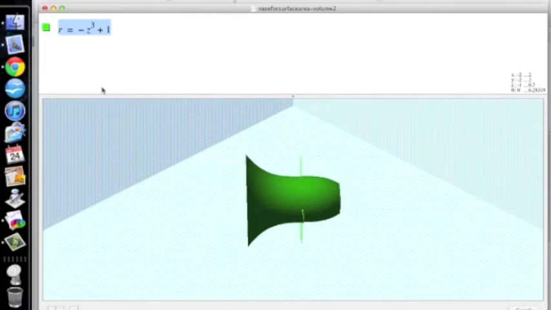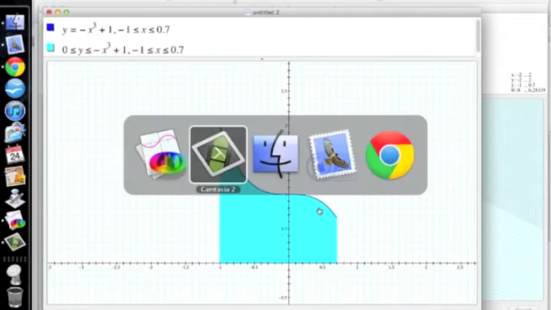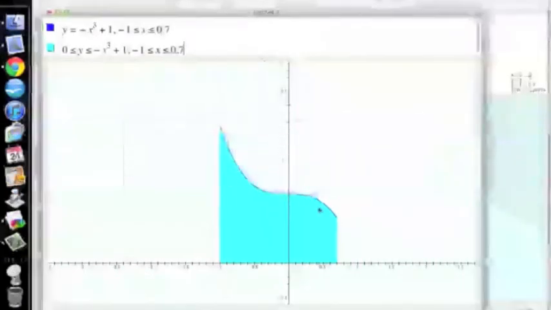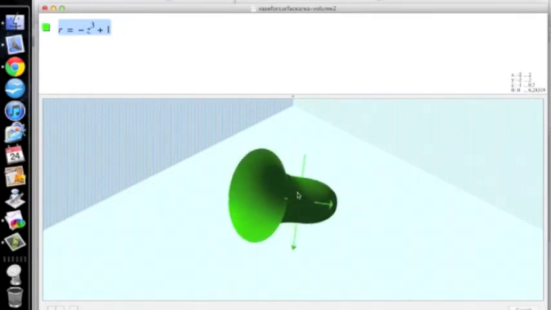So the radius of my vase is minus z cubed plus 1, or over on this side, y equals negative x cubed plus 1. It doesn't really matter whether we're talking radius or y, or x's or z's. This is basically the shape of my vase, and then I'm going to rotate that around the x-axis, and that's what I'm going to get. And so there's my vase.